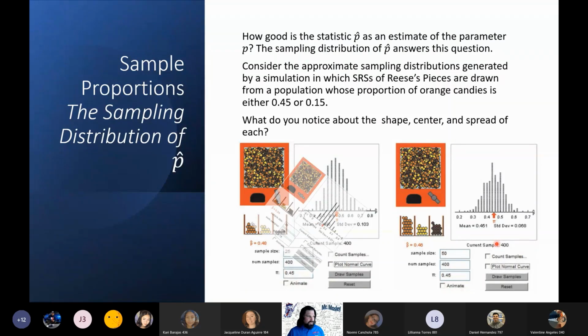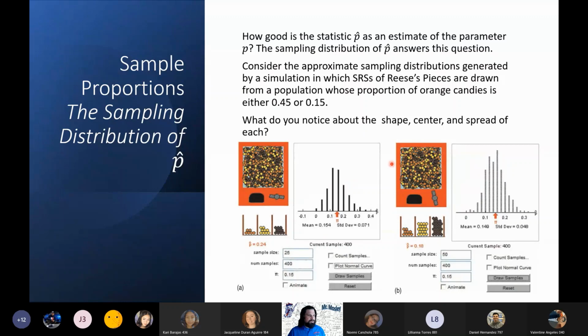If we then take a look at the sampling distributions for a population who has a proportion of 0.15 orange candies, right? Same sample sizes, 25 and 50, right? We get, again, sampling distributions that are centered at the population proportion of 0.15. They're also appearing to be relatively normal, or approximately normal. And as we do a larger sample size, we have less variation.